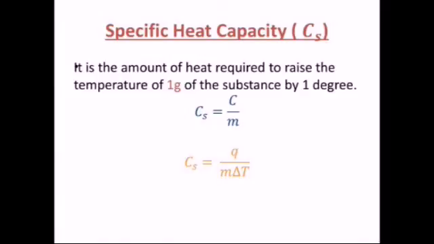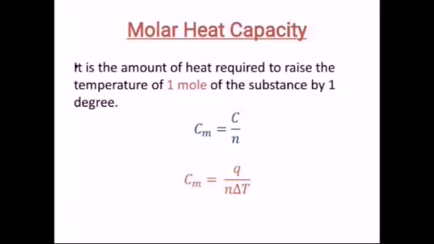Okay, next one we have molar heat capacity. Molar heat capacity is the amount of heat required to raise the temperature of 1 mole of the substance by 1 degree. So here the word molar represents 1 mole of the substance. When 1 mole of the substance is used, the amount of heat required to raise the temperature by 1 degree is known as molar heat capacity. It is denoted by Cm, which equals C over n. C is heat capacity, so it becomes Q over n delta T. Okay, remember this point as well.